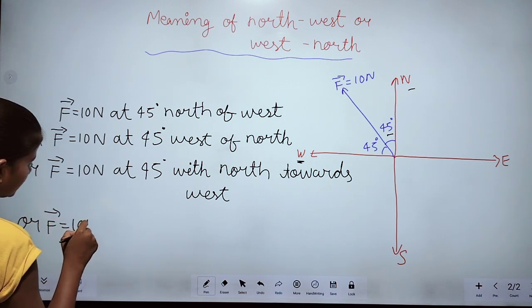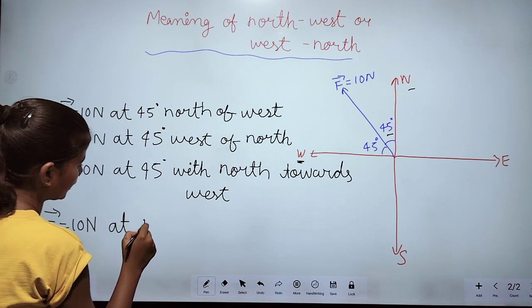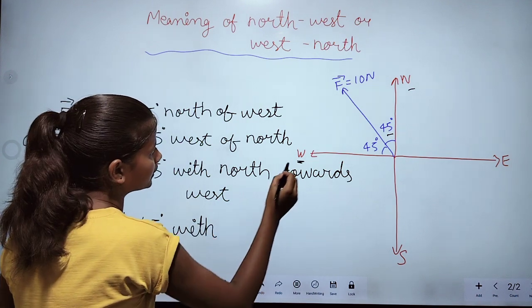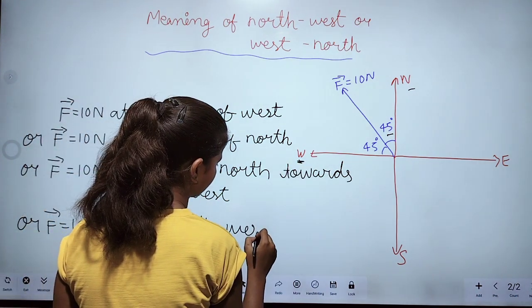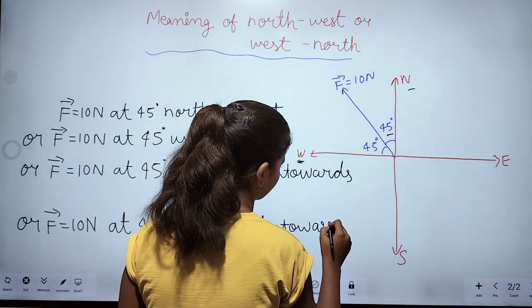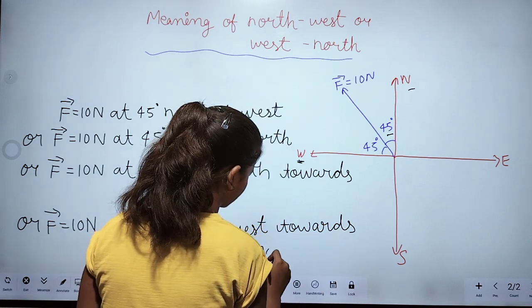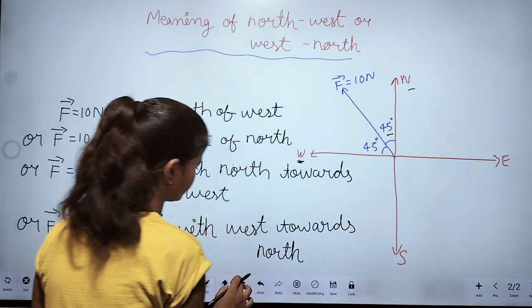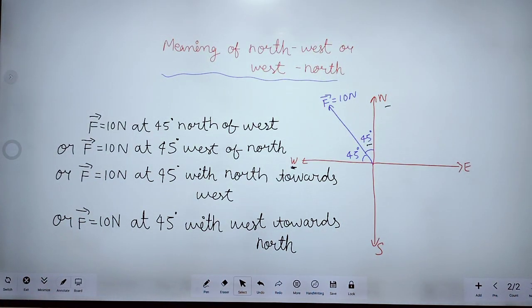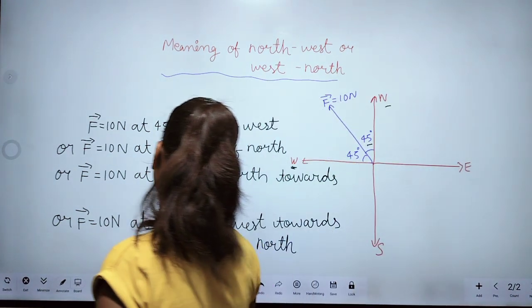Or force is equal to 10 Newton at 45 degree with west towards north. F vector is equal to 10 Newton at 45 degree with west toward north.